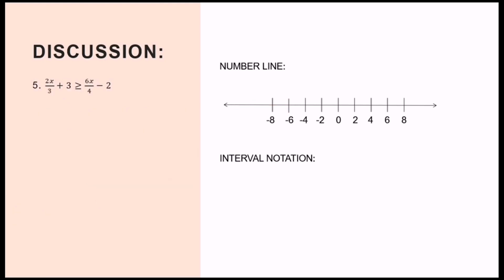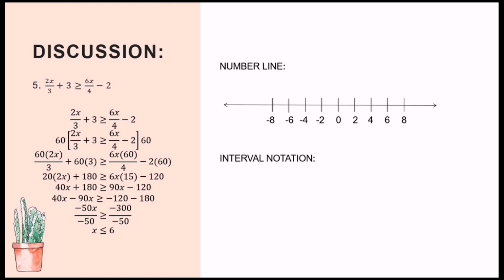So, we have now our last example, which is example number 5. So, we have our given 2x over 3 plus 3 is greater than or equal to 6x over 4 minus 2. So, first, for our solution, we have to find the LCD. And then, multiply both sides. So, our LCD is 60. And then multiply both sides.